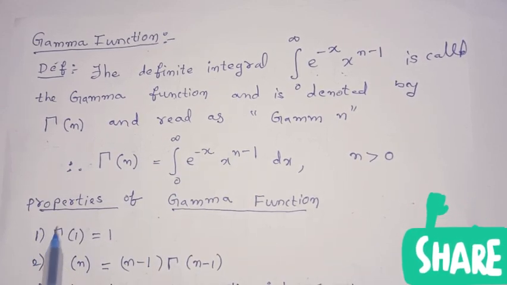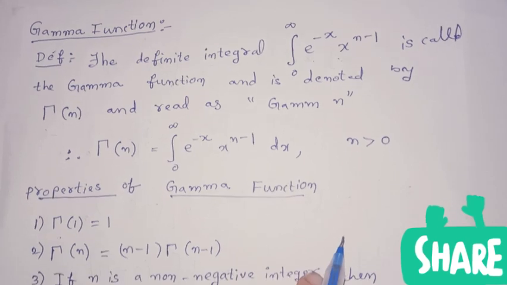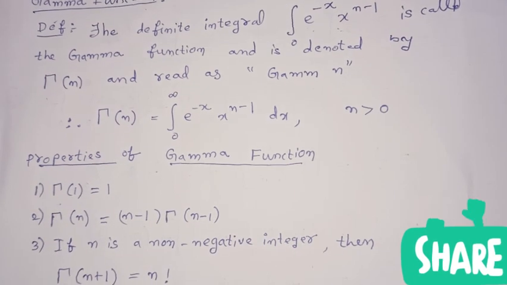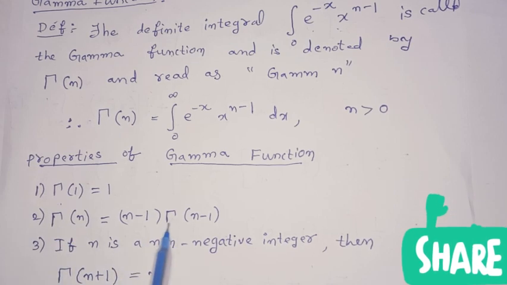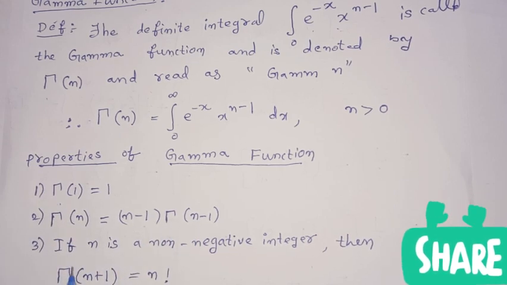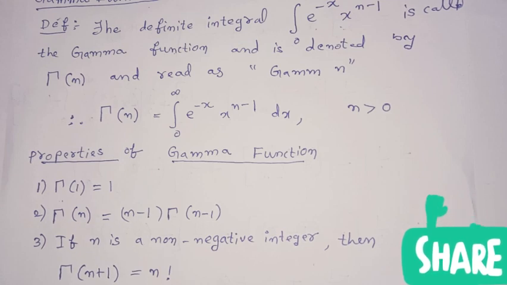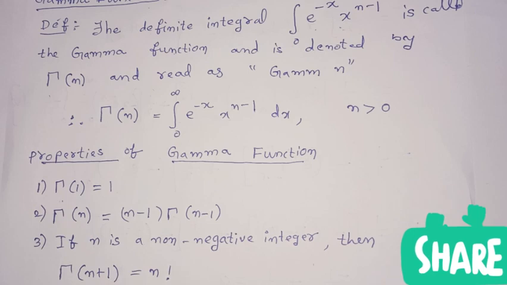Okay, what are the properties of gamma function? First property is gamma of 1 is equal to 1. Second property is gamma of n is equal to n minus 1 into gamma of n minus 1. If n is a non-negative integer, then we have gamma of n plus 1 is equal to n factorial. These are three properties of gamma function. Now let us prove these three results, I mean properties.